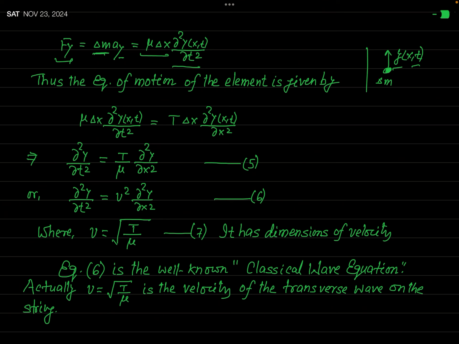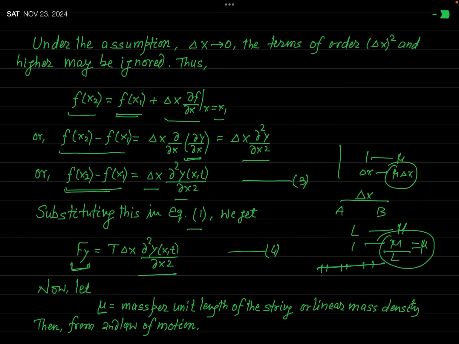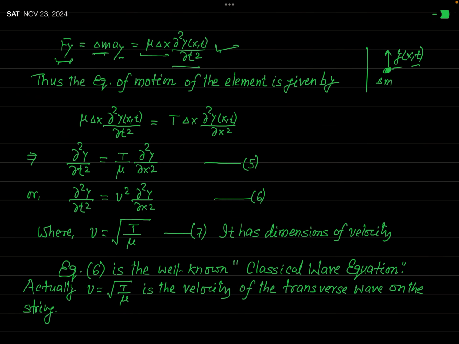So in this way, we have obtained the value of Fy by applying Newton's second law of motion. Now, you can write the equation of motion of this element. The force acting on this element in y direction is Fy, which is equal to this much, and you have already obtained that this Fy is equal to this much in equation 4. So now, let us substitute this value of Fy in equation 4 for writing the equation of motion of this element. And so you can write mu times delta x times del 2y of xt by del t square is equal to t times delta x times del 2y of xt by del x square.